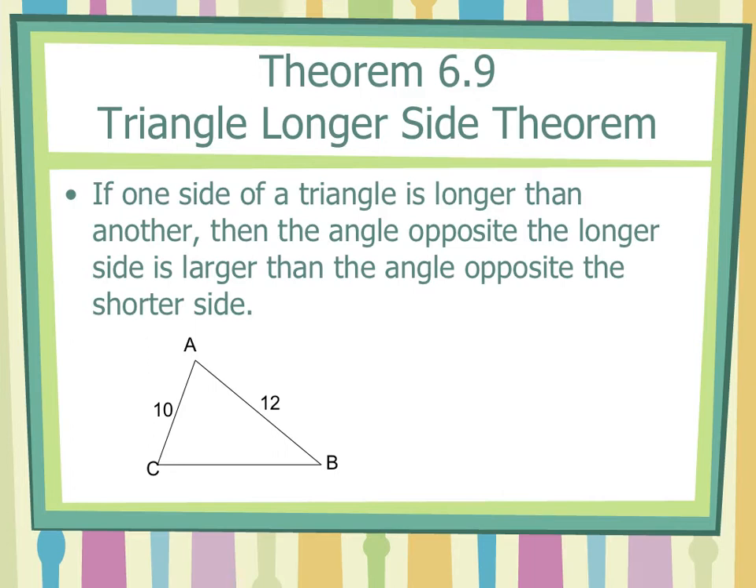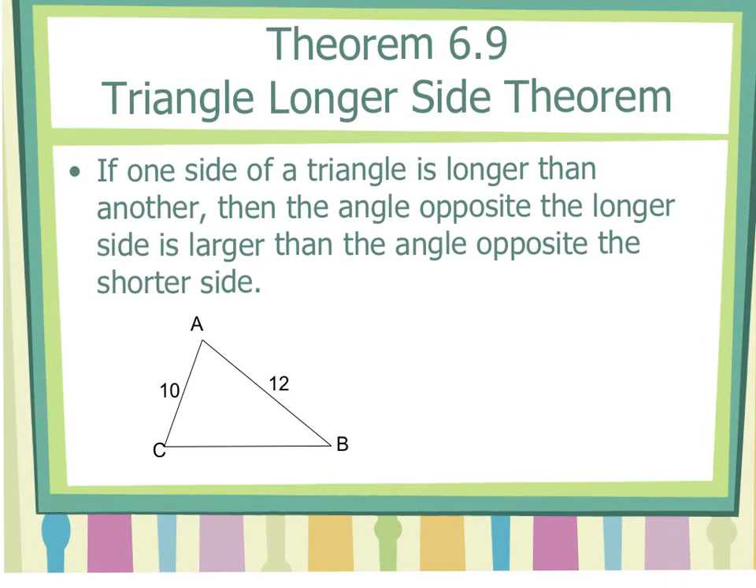So if all they're asking you to do is use the information that's in the picture right here to compare the two angles, what you're going to do is look at the side and figure out what angle is directly across from it, or opposite. So opposite of 10 would be B, and then opposite of the 12 would be angle C.